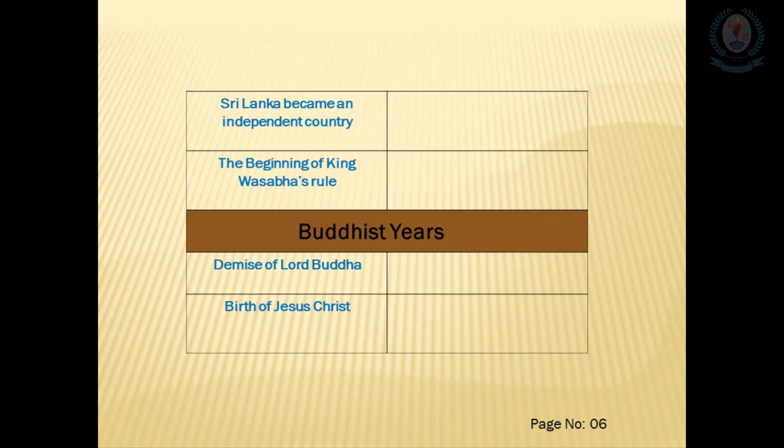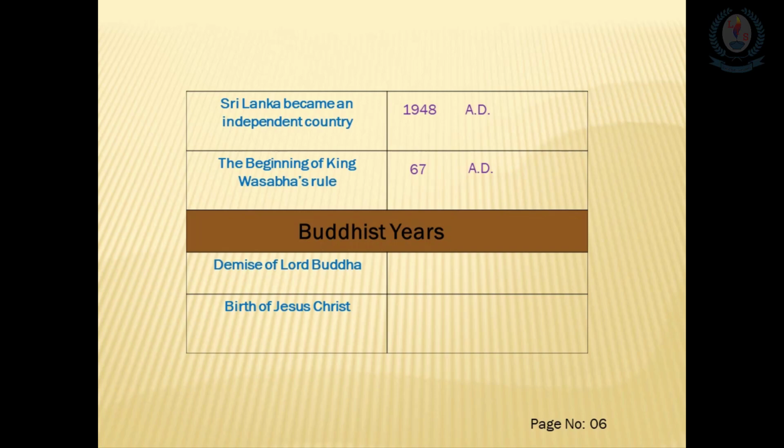Let's see the time in which some historical events took place. The first one is Sri Lanka becoming an independent country. Do you know the year? Yes, it is 1948. Did it happen before the birth of Jesus Christ or after the birth of Jesus Christ? Yes, after the birth of Jesus Christ. So it is 1948 AD. The beginning of King Vasabha's rule. It happened 67 years after the birth of Jesus Christ. 67 years after the birth of Jesus Christ means Anno Domini. So 67 AD.